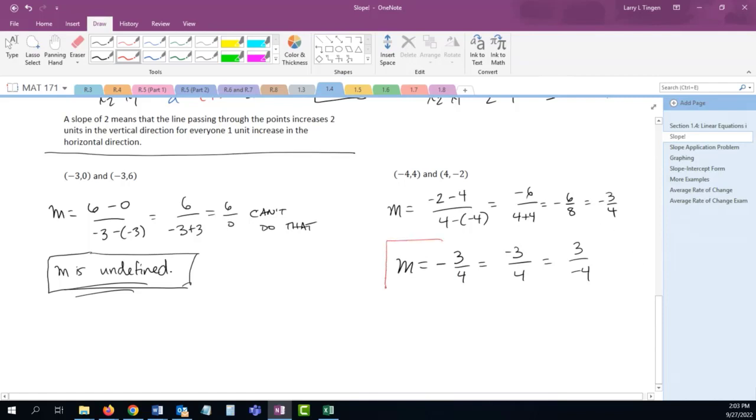All right, so that is finding slope. Questions? Concerns, issues, anything?